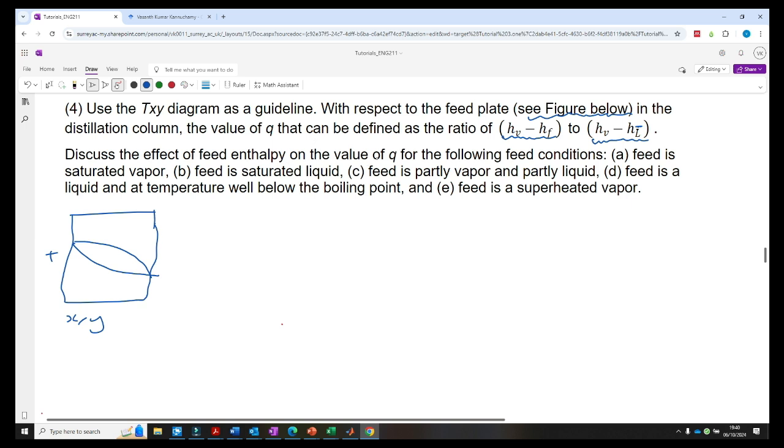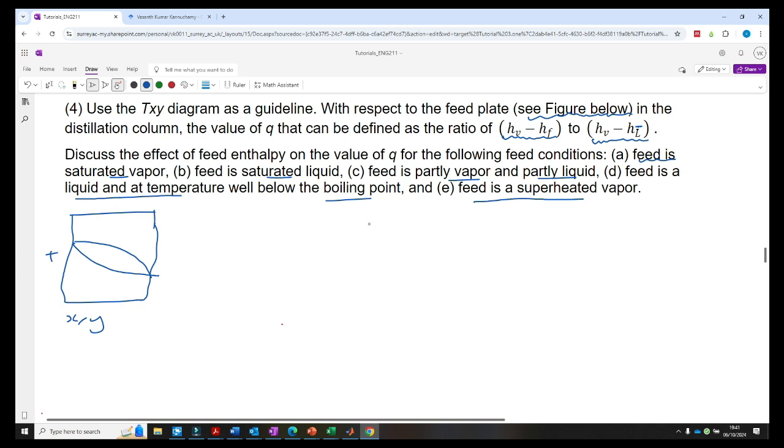So depending on the enthalpy of your feed stream, how is this Q value going to change for the following feed conditions: feed is a saturated vapor, feed is a saturated liquid, partly vapor, partly liquid, feed is a liquid at a temperature well below the boiling point, and finally feed is a superheated vapor. So for 5 different conditions, you have to tell me how the Q value is going to change.